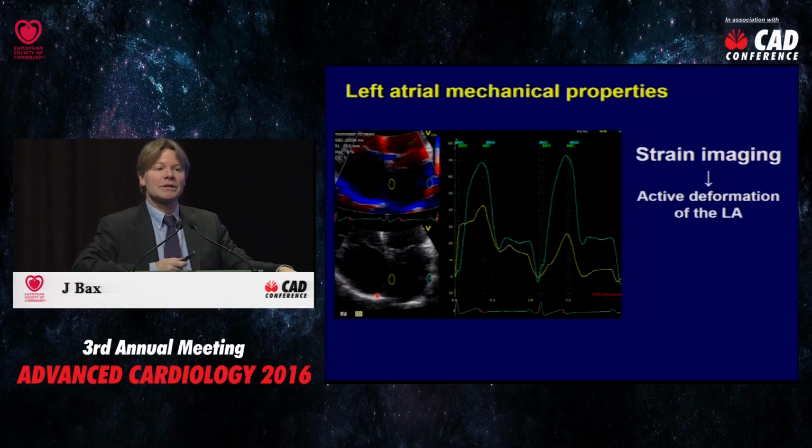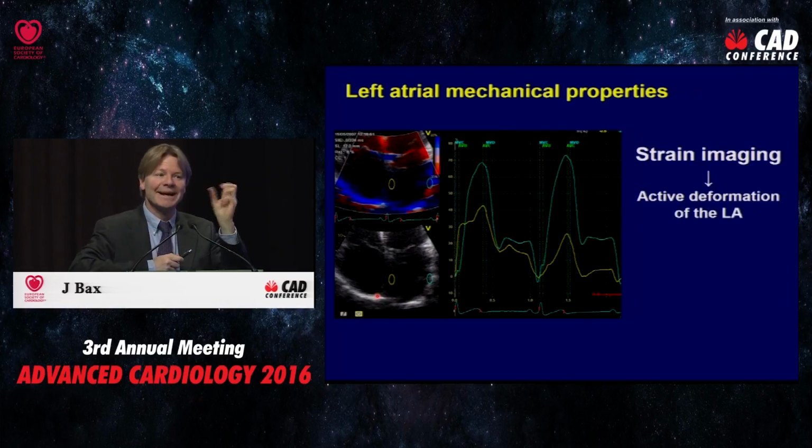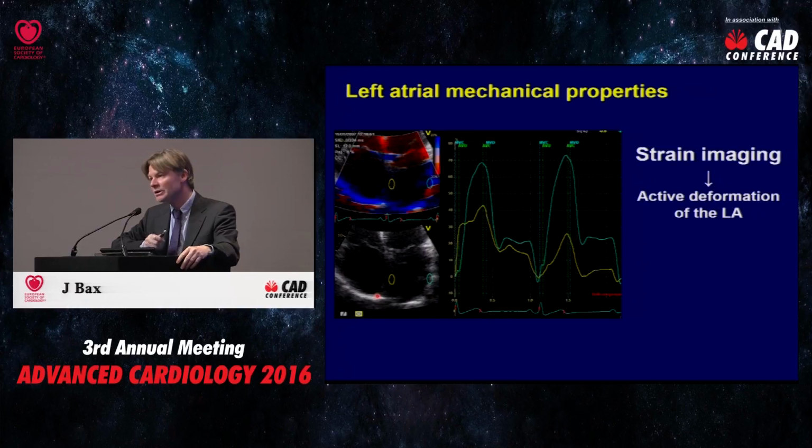And then we can take one step further with advanced echocardiography, and that is that we put a sample here and we do strain imaging, which is the active deformation of the left atrium. This is not yet used a lot in clinics, but we see it coming more and more.